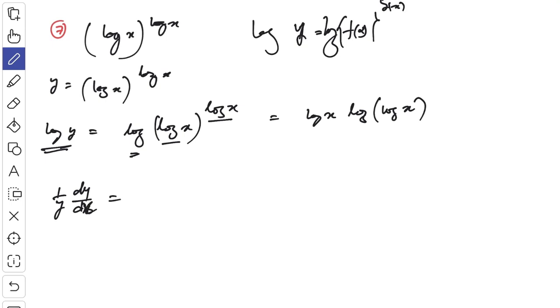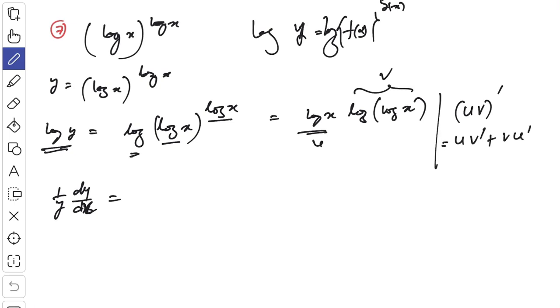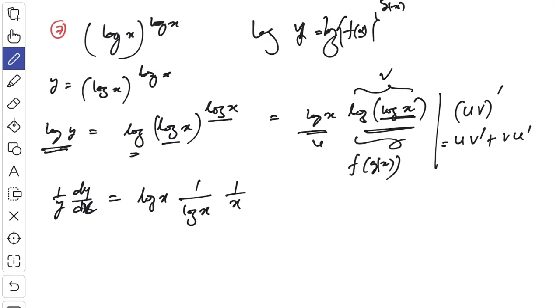Here this is log x, this is u, this is log of log x, this is v. Now use this rule, u into v, the product rule: derivative of u times v, plus u times derivative of v. If you use this rule, the first function is log of x, and the derivative of log of log x will be 1 by log x. Again, if you differentiate log x, it will be 1 by x, isn't it? So it is a function of a function, f of g of x, in this way.